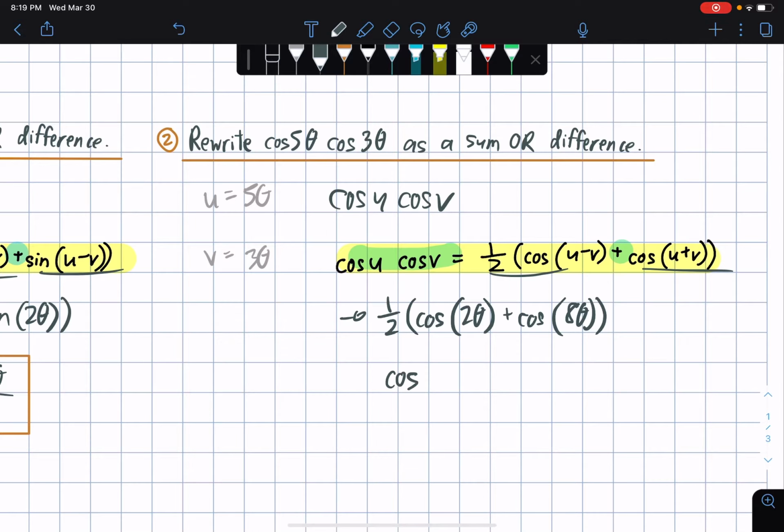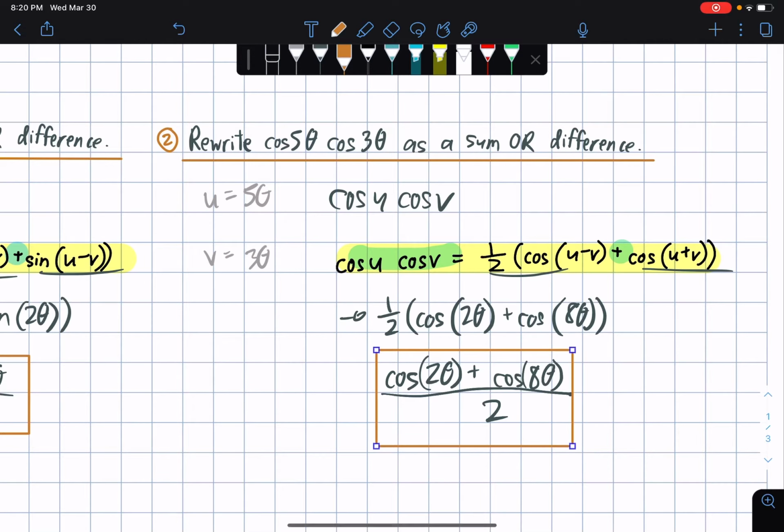And of course, place the 1 over 2, multiply it with the entire parenthesis, we end up with something like this. Give me the time to write. Then put 2 as our denominator. So I think this is the final answer. This is the final answer.